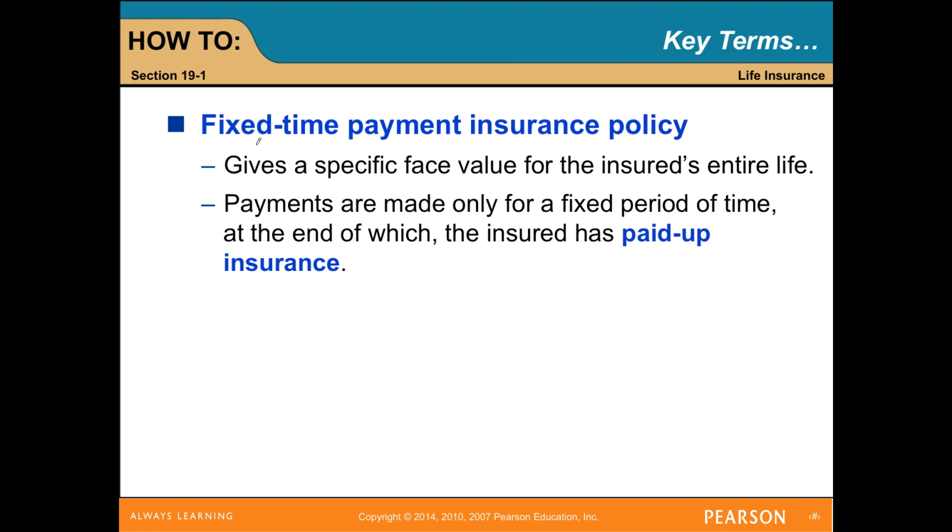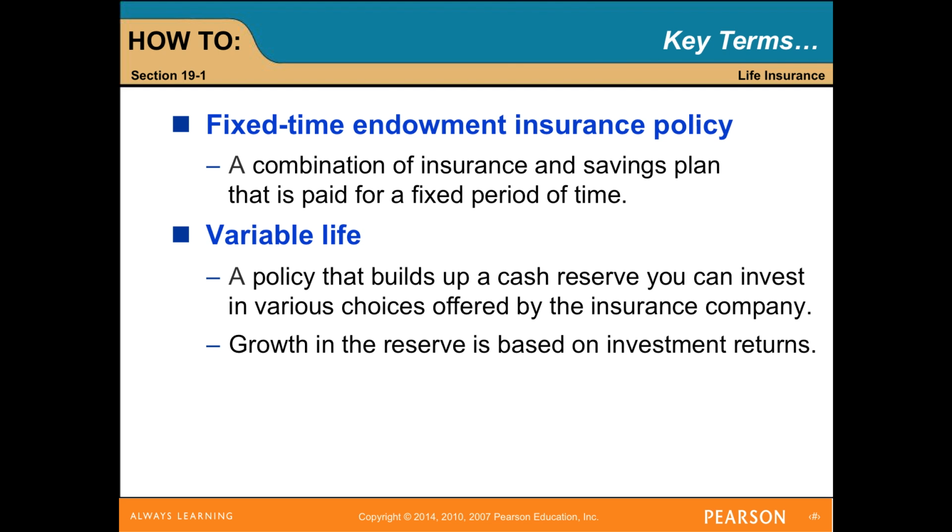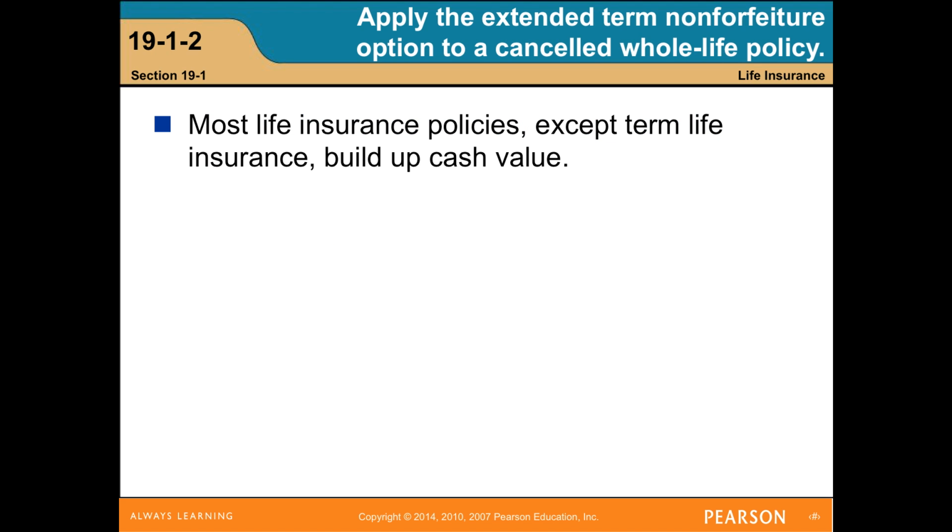Another key term, fixed time payment insurance policy gives a specific face value for the insured's entire life. Payments are made only for a fixed period of time, at the end of which the insured has paid up insurance. Fixed time endowment insurance policy is a combination of insurance and savings plan that is paid for a fixed period of time. Variable life is a policy that builds up a cash reserve so you can invest in various choices offered by the insurance company. And growth in the reserve is based on investment returns.